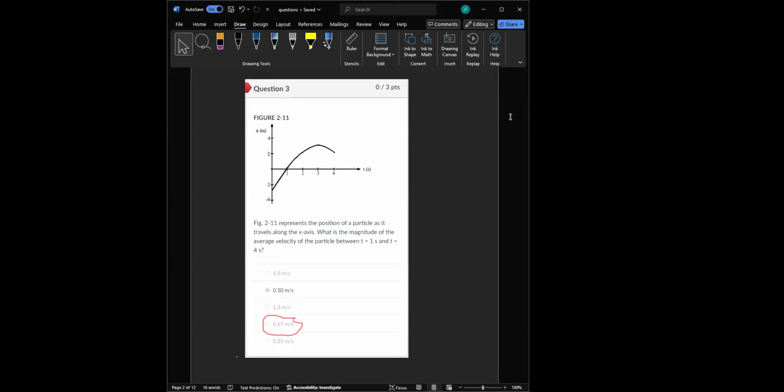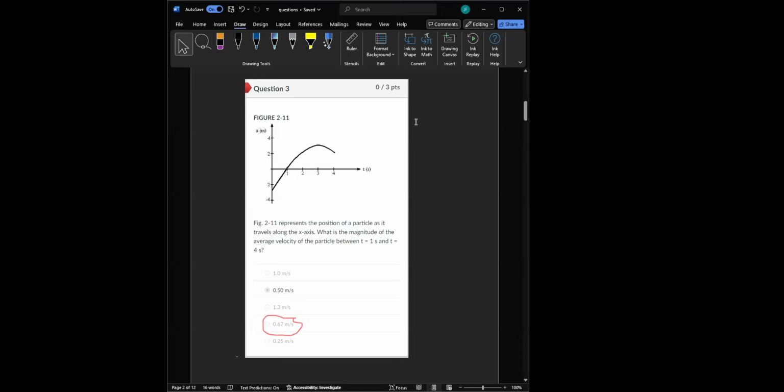That's the key word. The other thing you want to notice they're saying is average velocity, not average speed. The average speed would just be the total distance traveled, whereas the average velocity would be the displacement divided by the time taken. So in going from t equals 1 second, it went from x equals 0 all the way to what looks like x equals 3, and then back down to x equals 2 by t equals 4 seconds.